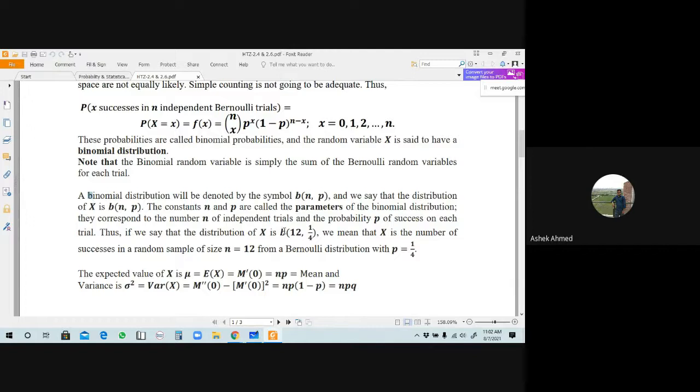So from here we can see b of 12 comma 1/4. What do you mean by this? This represents x is the number of successes in a sample of size n equals 12 from a binomial distribution with p equals 1/4. That is, 1/4 is the probability of success here. Understand? Respond to me.